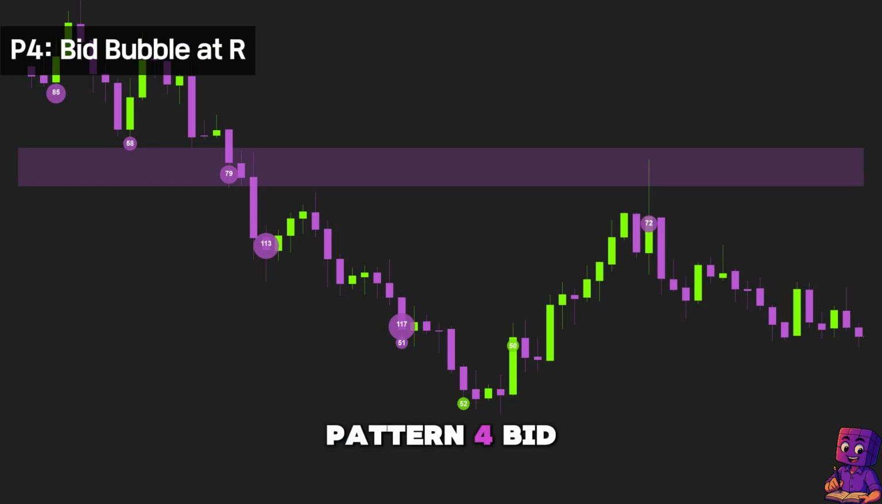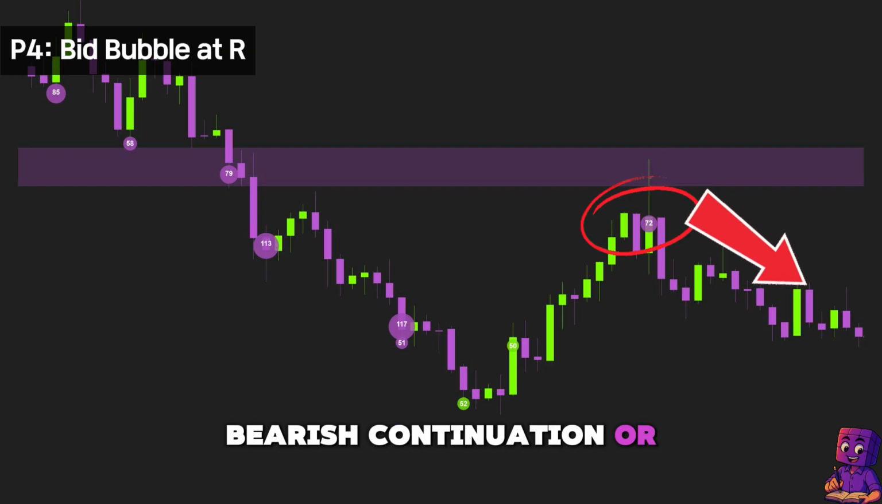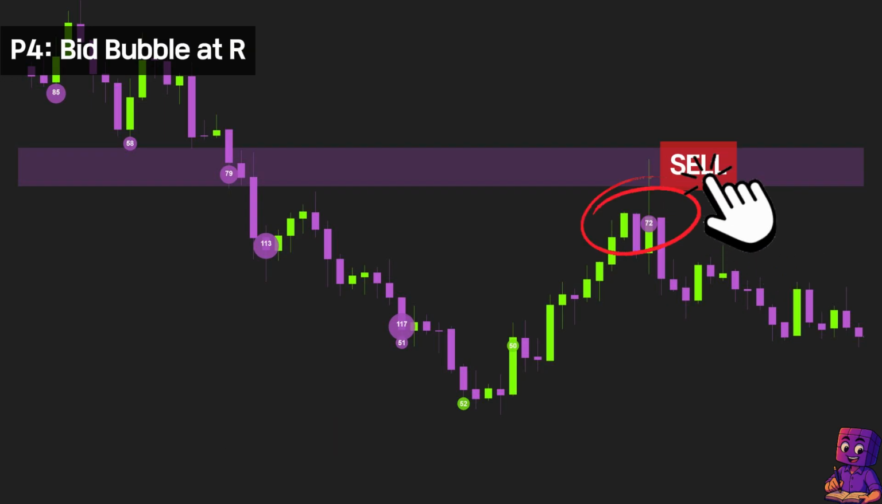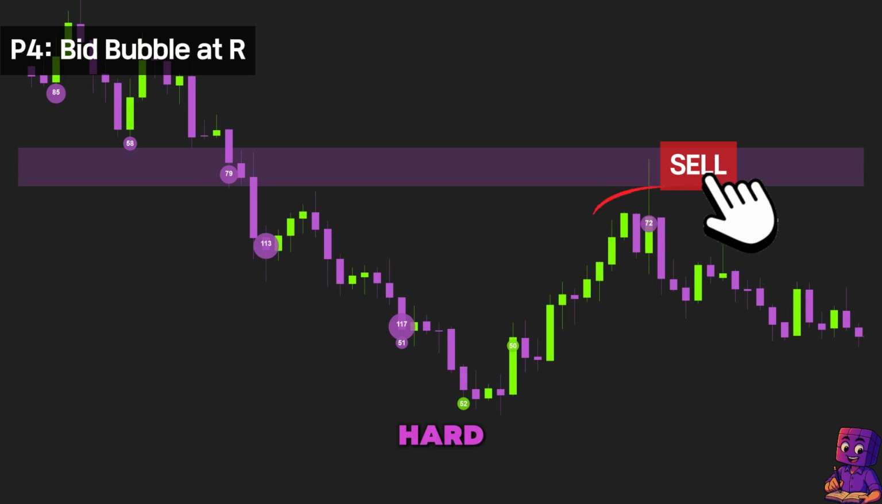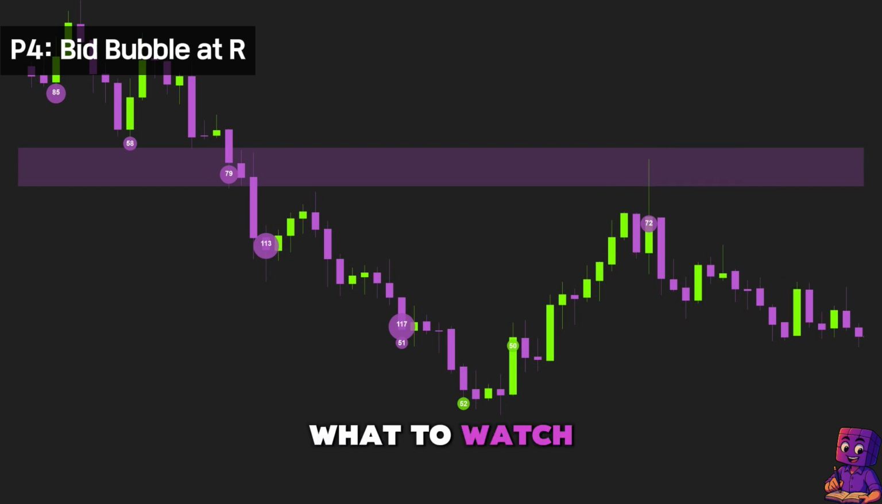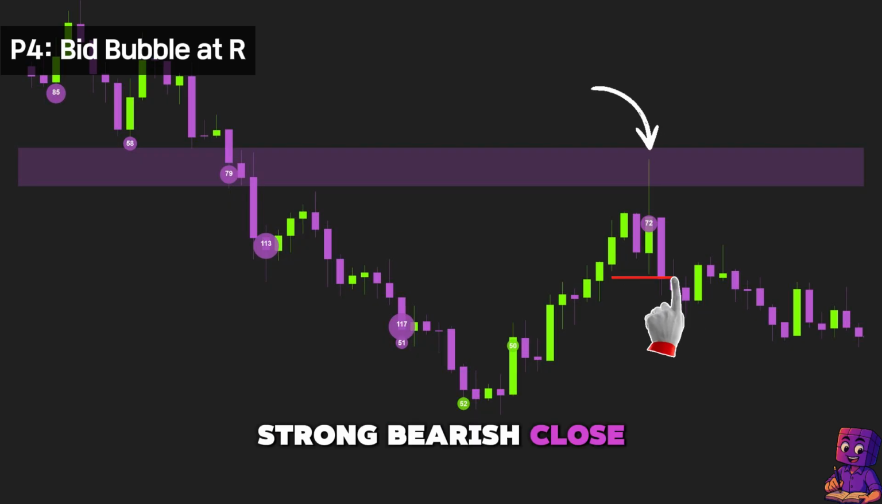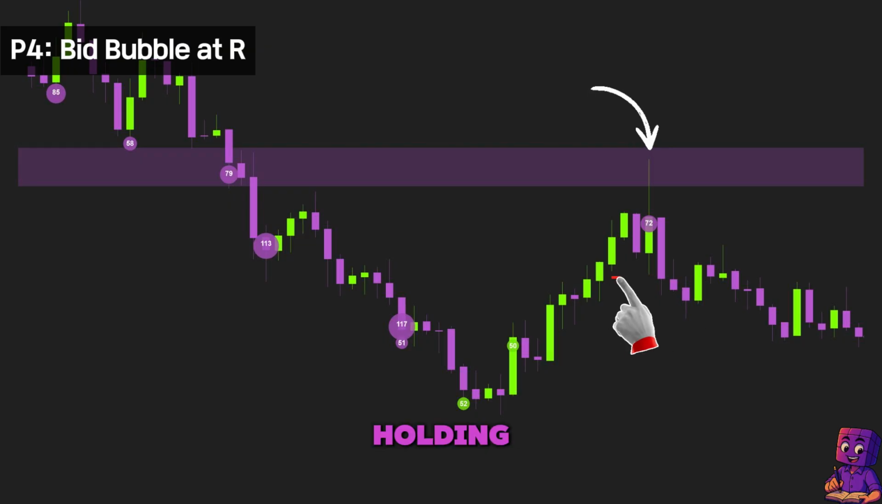Pattern 4: bid bubble, purple, at resistance. The sellers defend early and it is a sign of bearish continuation or reversal. The core meaning is this: aggressive sellers step in early and defend the level hard. What to watch: immediate drop from the level, strong bearish close, clean supply zone holding.